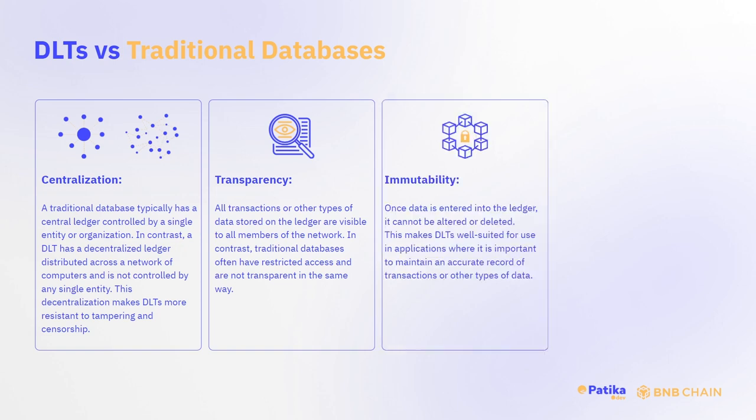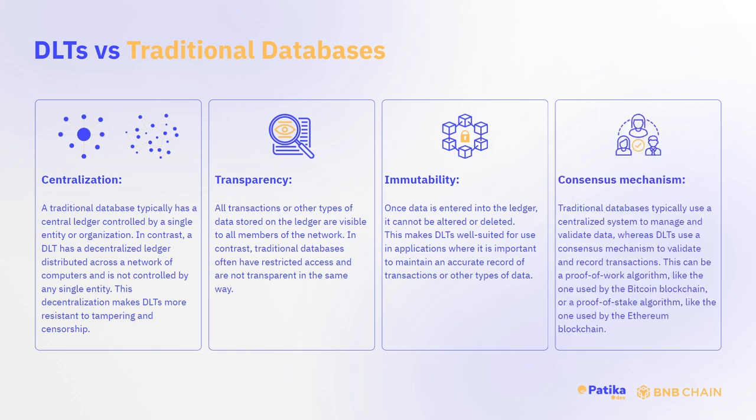Immutability. Once data is entered in the ledger, it cannot be altered or deleted. This makes distributed ledger technologies well suited for use in applications where it's important to maintain an accurate record of transactions or other types of data. Consensus mechanism. Traditional databases typically use a centralized system to manage and validate data, whereas DLTs use a consensus mechanism to validate and record transactions. This can be a proof of work algorithm like the one used by the Bitcoin blockchain, or a proof of stake algorithm like the one used by the Ethereum blockchain.